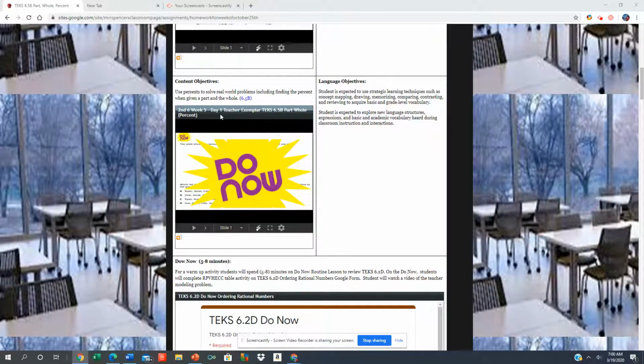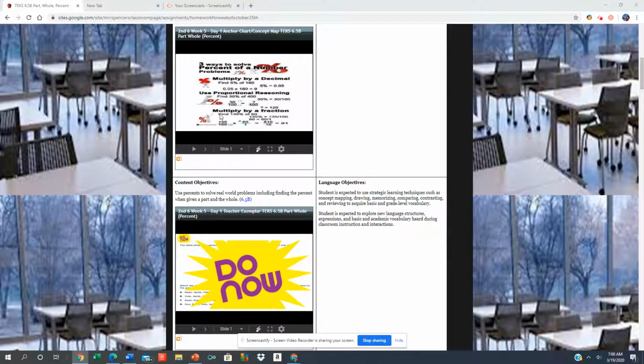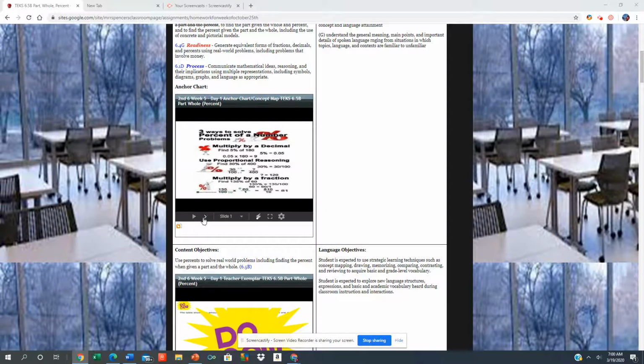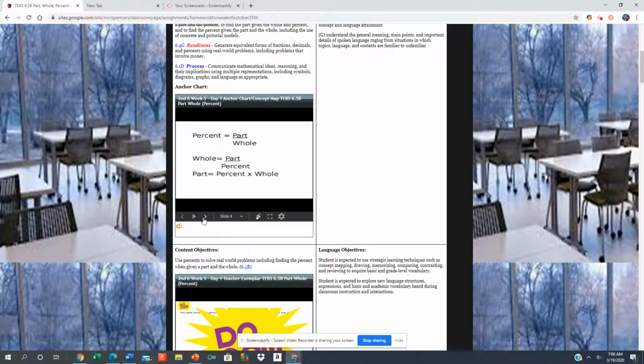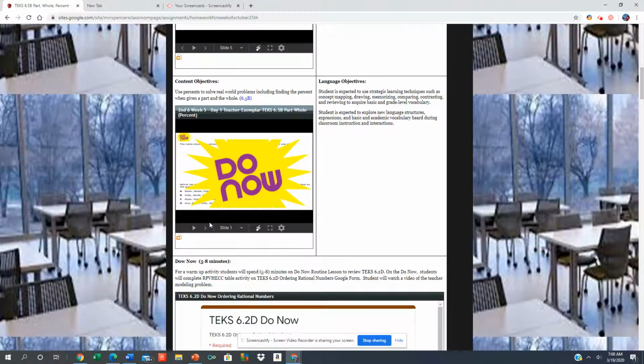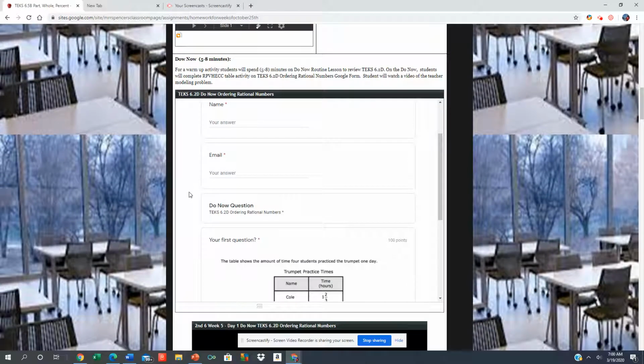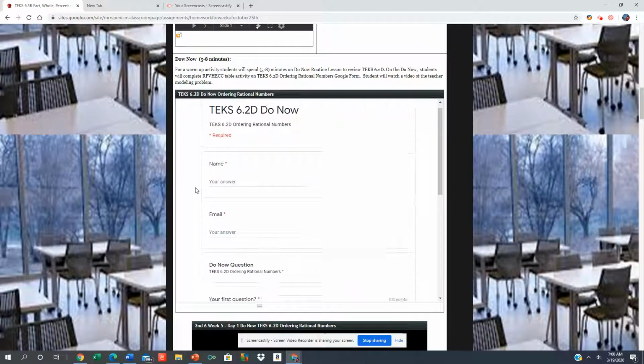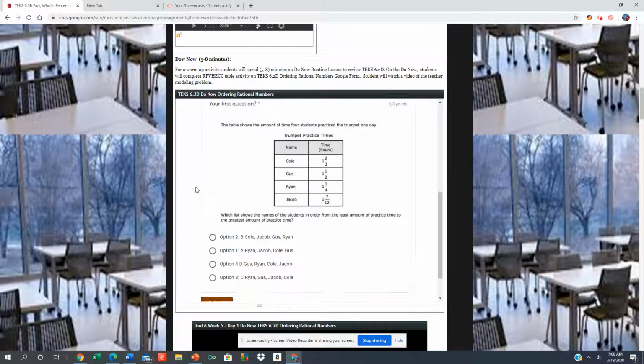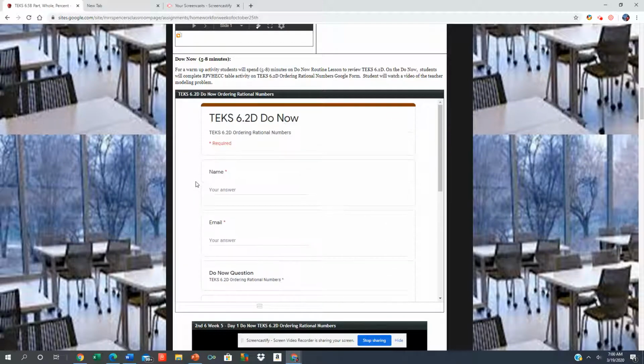Okay, let's get to the lesson. If students need any reference material, they can find it in the anchor chart. Students are expected to do the do now, which will be on Google Forms. It is one question. Make sure that you put your name and your email address.